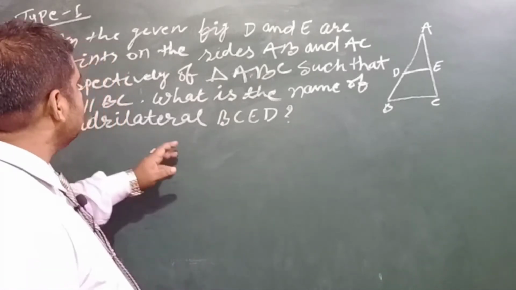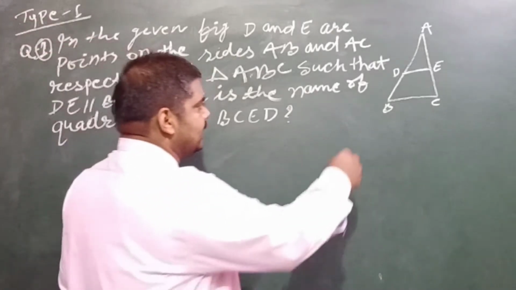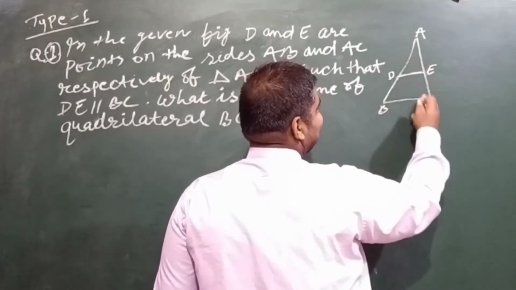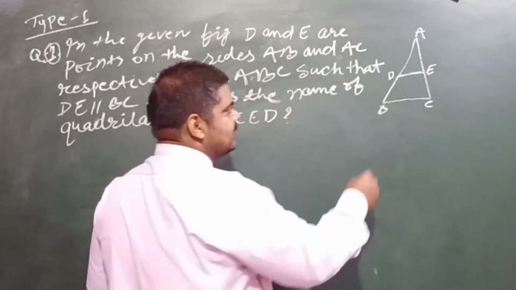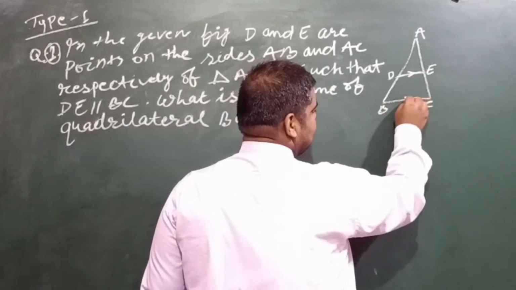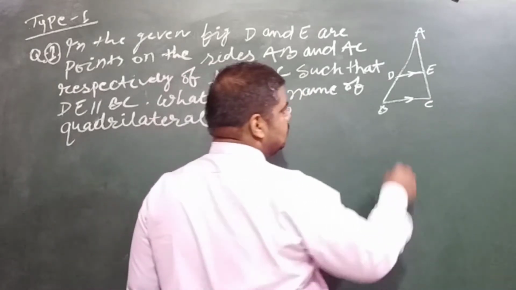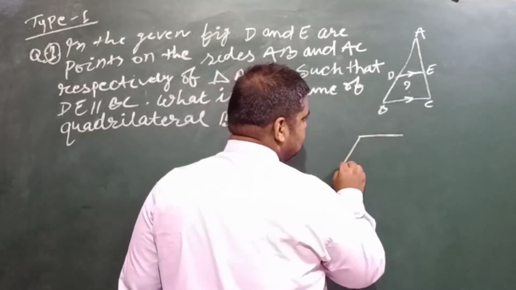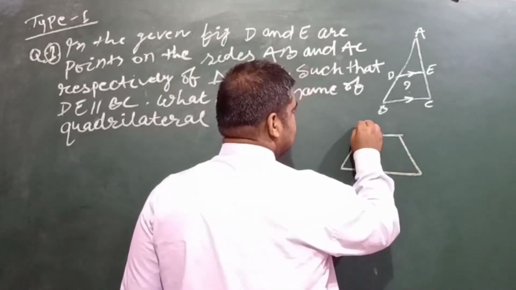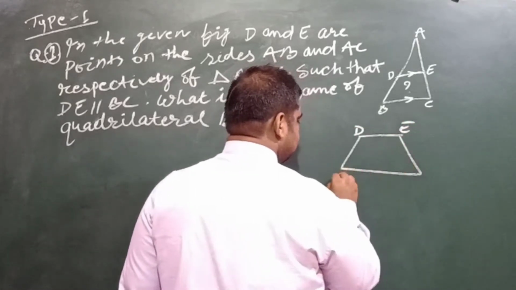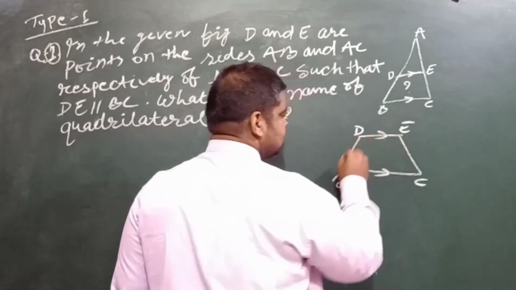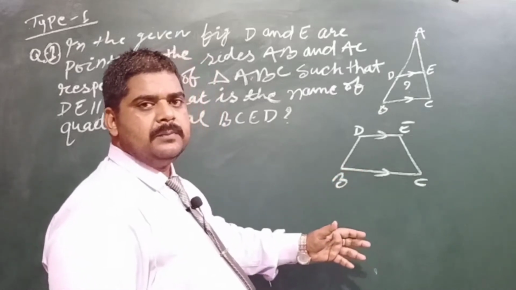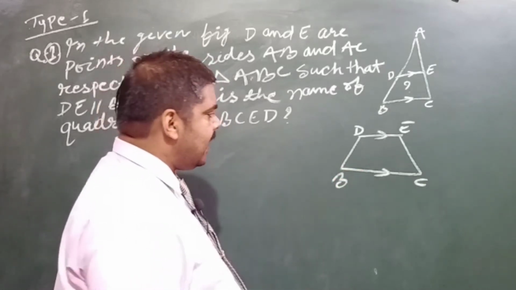My dear student, in this question it has been given that D and E are the points on the side AB and AC respectively, and it is also given that DE is parallel to BC. Then you have to name this quadrilateral. You know very well that if you take D, E, B and C, this side is parallel to this one, and the quadrilateral whose one pair of opposite sides are parallel is known as a trapezium.